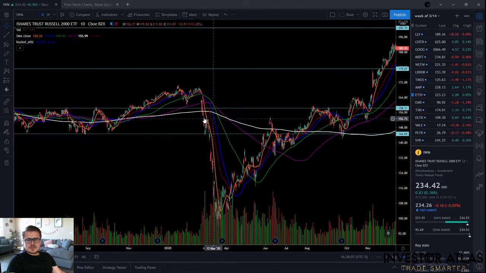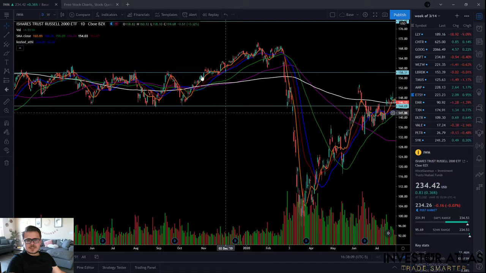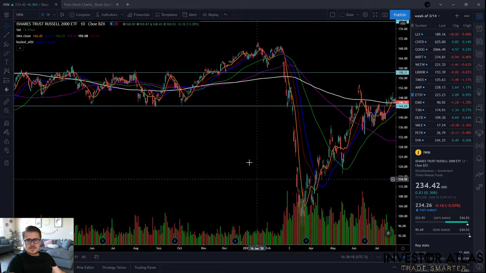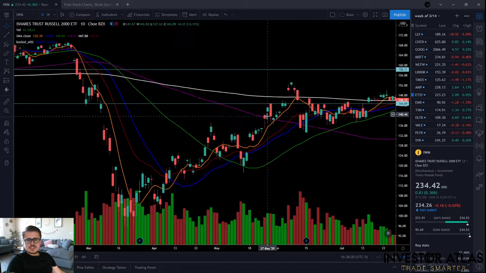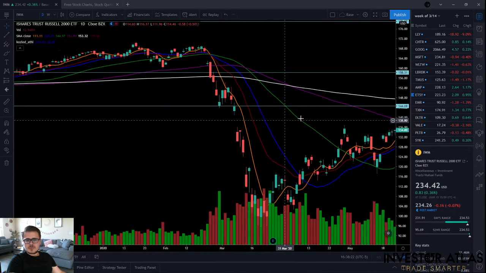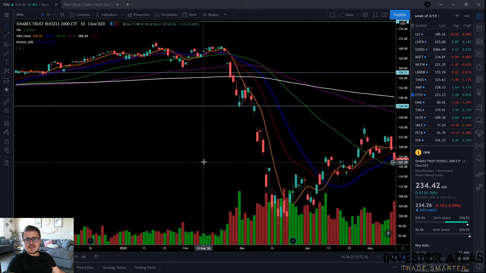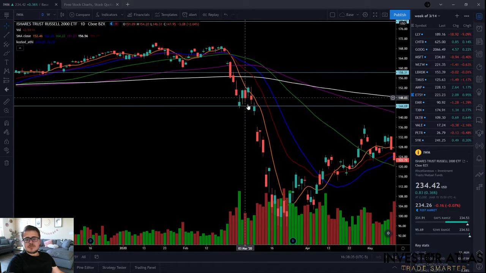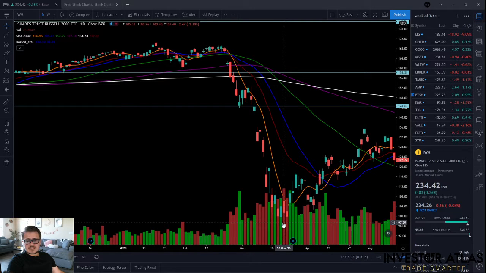Now, if we zoom in closer to where 158 played a major role as resistance, it broke out and continued higher before we had that huge drop off with the COVID-19 crisis. But as you can see, a lot of traders saw this 144, 145 area as a level of support. So you can see that it's a valid level. The price hits that 145, it bounces higher, and then moves lower until we get to the bottom of March.